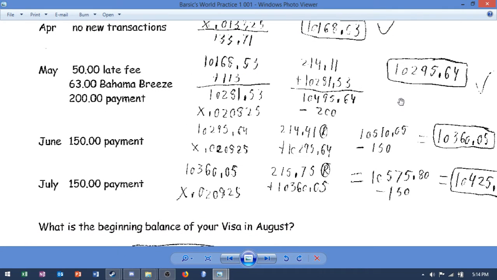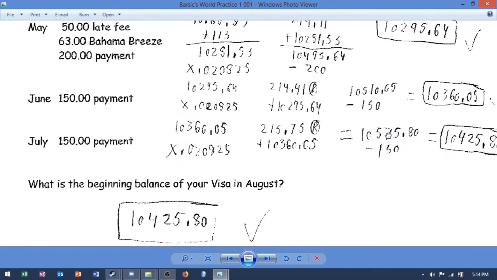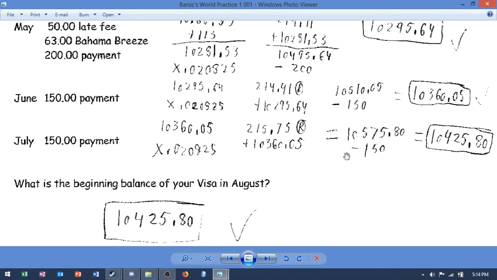$10,295.64. So now the last 2 months, pretty short, pretty simple. Take the balance times, they don't have any purchases, so take your last month's balance, third MPR, interest, add it back in, minus 150 payment. This little R with the circle is just to tell you that it's rounded, and you get $10,360.05, or just 5 cents.